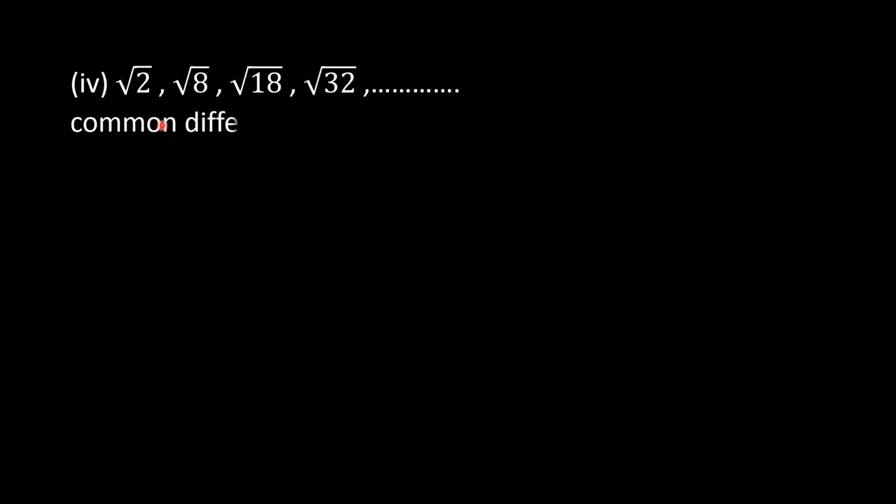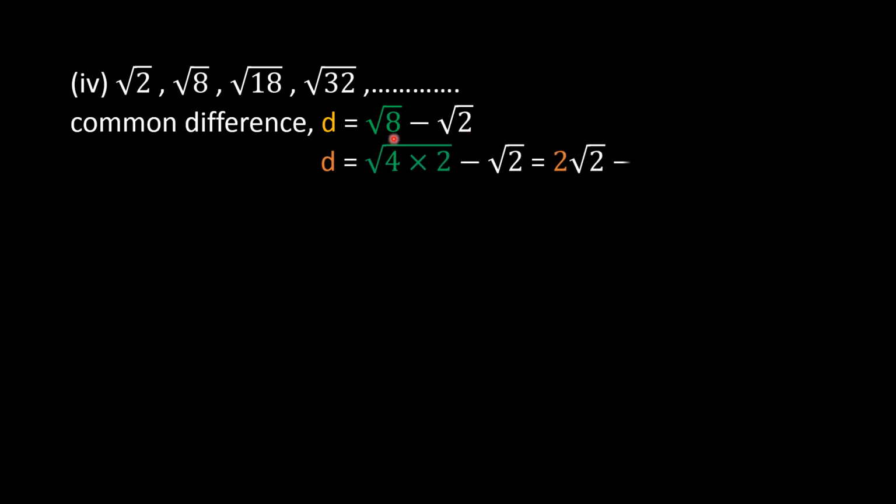First we will find the common difference by using the second and the first term. So we get d equals root 8 minus its previous term root 2. Root 8 is root 4 multiplied by 2, which will be, as the square root of 4 is 2, 2 root 2. So this will be 2 root 2 minus root 2. It will give us root 2.